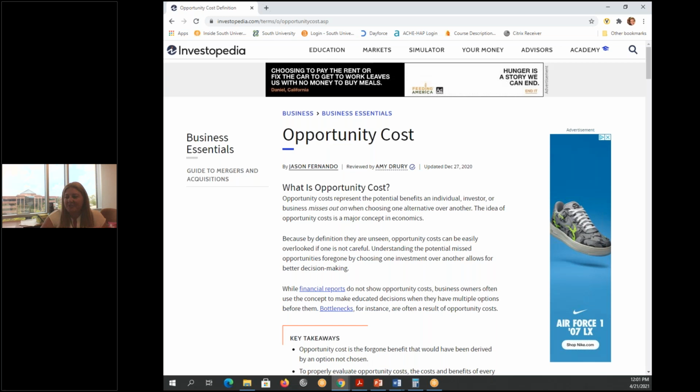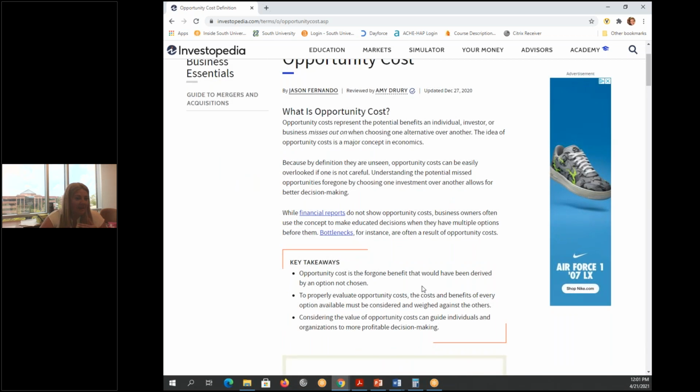So opportunity costs represent the potential benefits an individual, investor, or business misses out on when you choose one alternative over another, right? So the idea of opportunity costs comes up in healthcare economics the same way it would in any other business economics. By definition they're unseen, like you can't see opportunity costs. You chose an alternative and you didn't realize what you were going to miss out on.